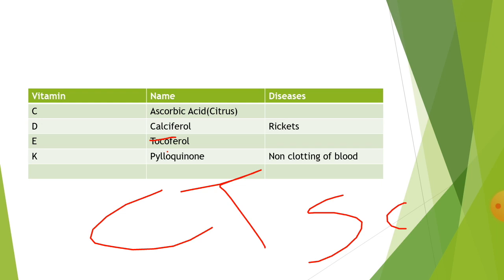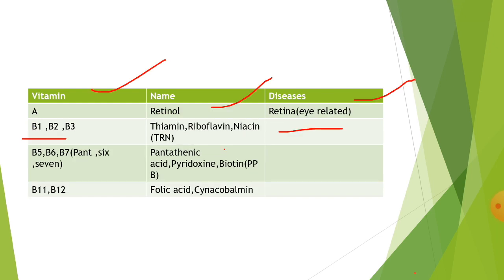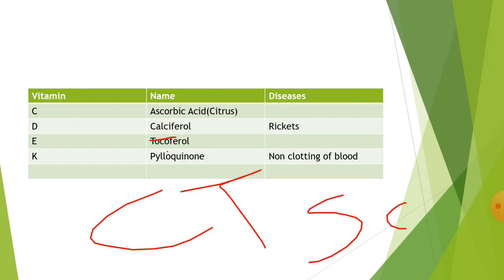Okay, so let me revise once again. A is retinol. B1, B2, B3, that is TRN: thiamine, riboflavin and niacin. B5, B6, B7: pantothenic acid, pyridoxine and biotin. B11, B12 is folic and cyanocobalamin. And CDEK, that is ascorbic, calciferol, tocopherol, phylloquinone.